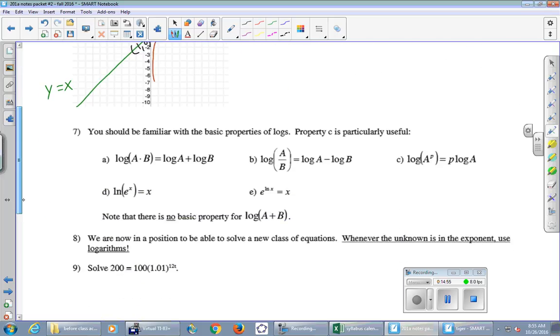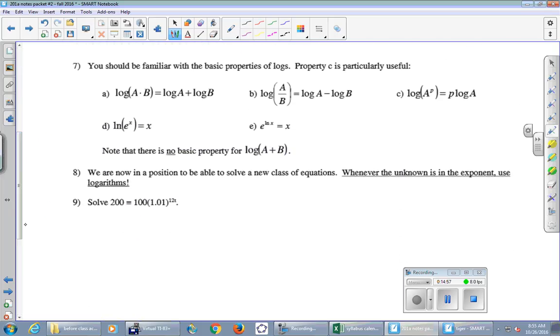Okay, number 7. You should be familiar with the basic properties of logs. Property C is particularly useful. So here are some properties written out. If you have the log of a product, A times B, turns out you can separate that into the sum of two logs, log of A plus log of B. So products become sums inside of logs. Similarly, quotients become differences. Log of A over B equals log of A minus log of B.